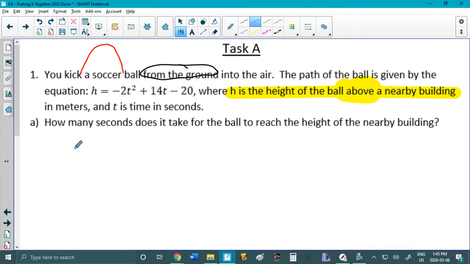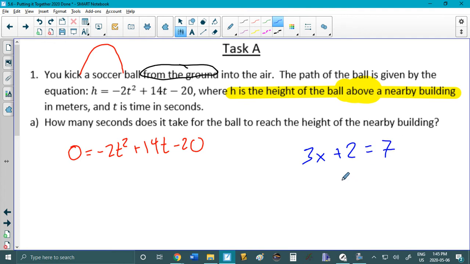So for this question, though, we want to set h as 0 because that's when the height's going to be the same as the building. Because if it's 0 meters above the building, that means it's at the same height. And now we're going to solve this. In grade 9, if I gave you 3x plus 2 equals 7, and I said solve for x, you'd subtract 2 and divide by 3. But in grade 10, 11, 12 and so forth, if I ask you to solve a quadratic, you can't just rearrange because you've got two different t's. So that's why factoring becomes necessary.